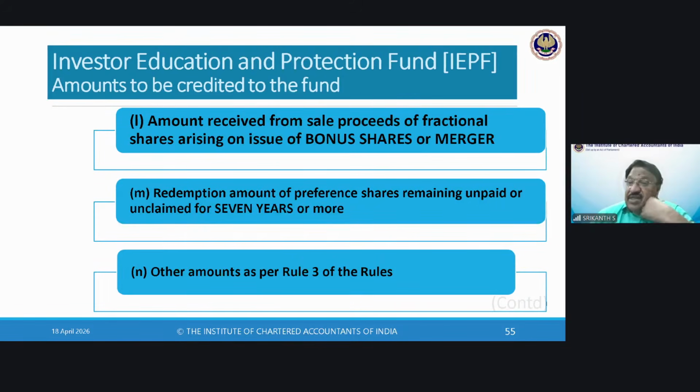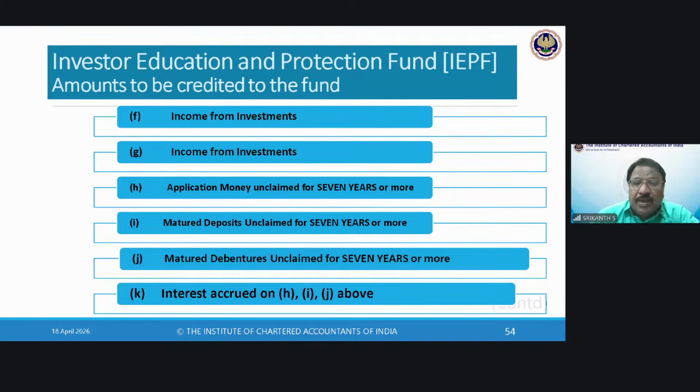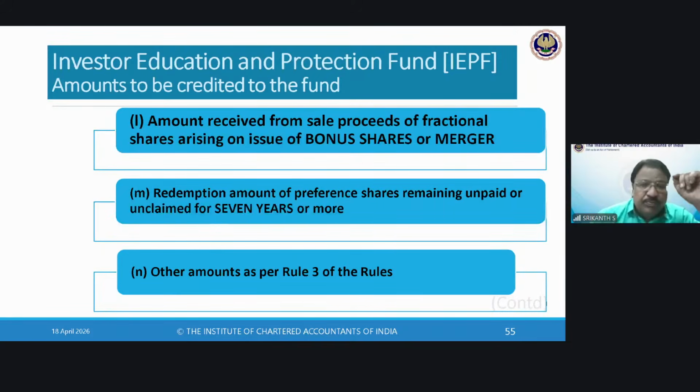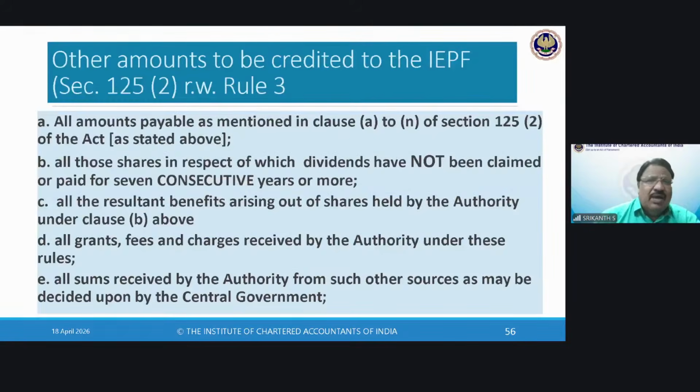Redemption amount of preference shares remaining unpaid for 7 years. In all these cases, the period is 7 years or more. Other amounts, if any, they have given some more items in Rule 3. Okay. And all those shares in respect of which dividends have not been claimed or paid for 7 consecutive years or more.